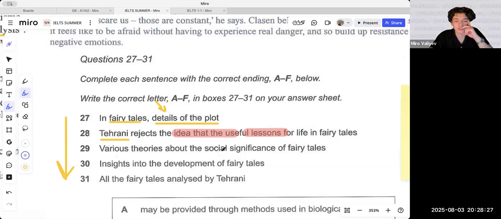Then various theories about social significance of fairy tales. Various theories. So something would be about those various theories. Yeah, about some notions, about some ideas, about some insights maybe, or about some hypotheses. Various theories about social significance of fairy tales, social importance, or social essence, or social what? Yeah, I think importance would fit the best. So those theories, something happened to the theories, right? And we need to know them.